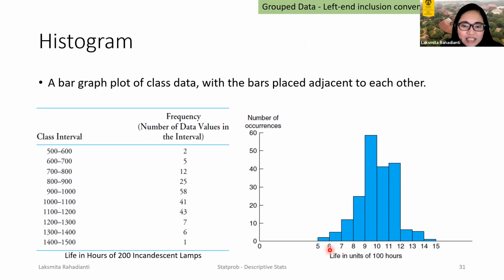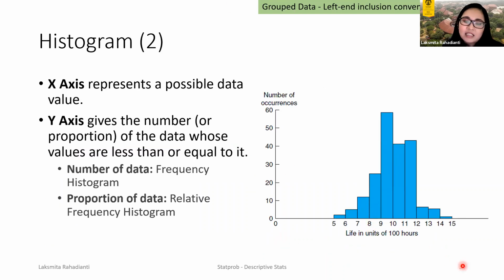So between 5 and 6, life in unit of 100 hours, I have 2. Between 6 and 7, I have 5, and so forth. So for details in this type of graph, the x-axis represents the possible data value in range, and the frequency obviously is represented by the y-axis.